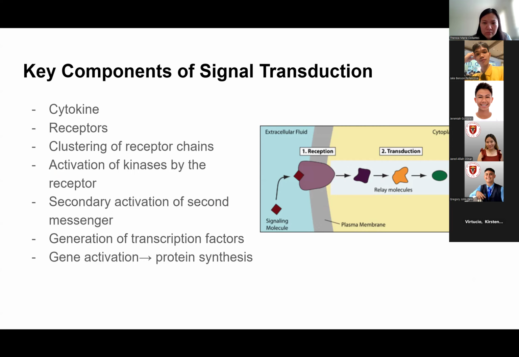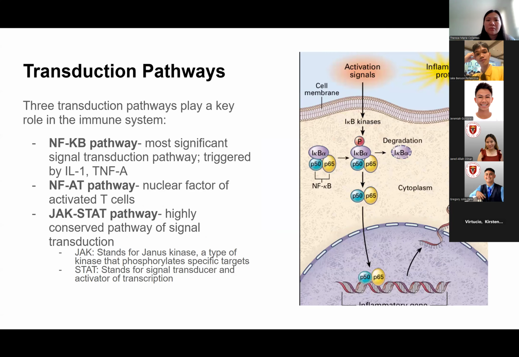And then you have the activation of possibly a secondary messenger. Let's say, let's just use this example. So we have a primary messenger, and then you have another molecule that needs to be activated that will result in the generation of transcription factors. The transcription factors are present in the nucleus. And these transcription factors will result in activation of certain target genes that will result in protein synthesis.